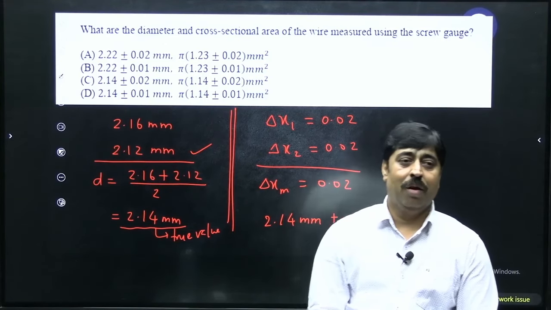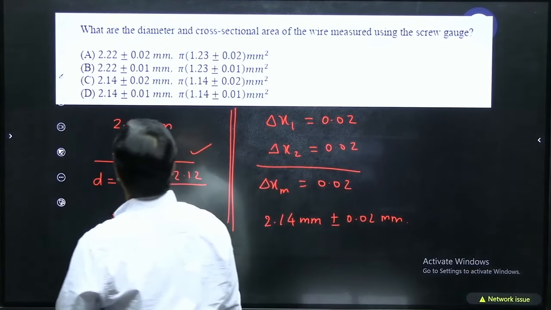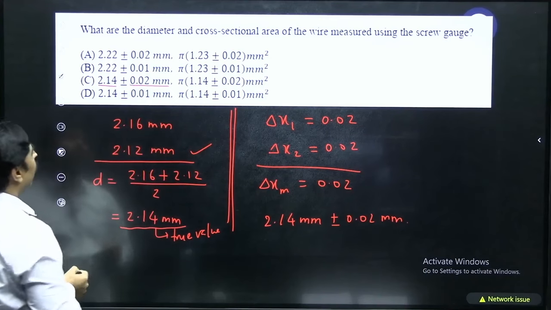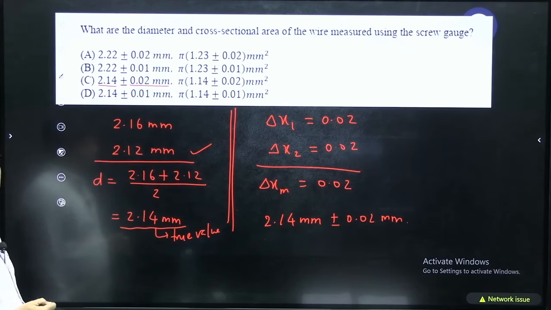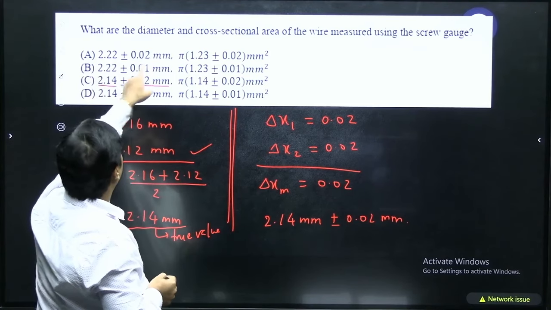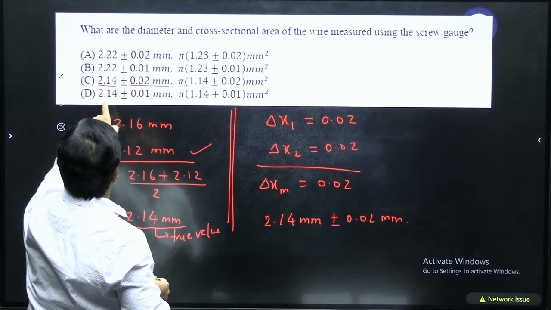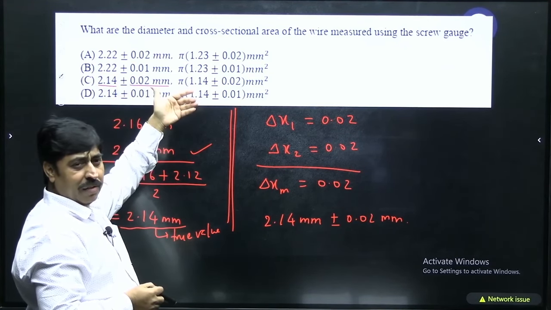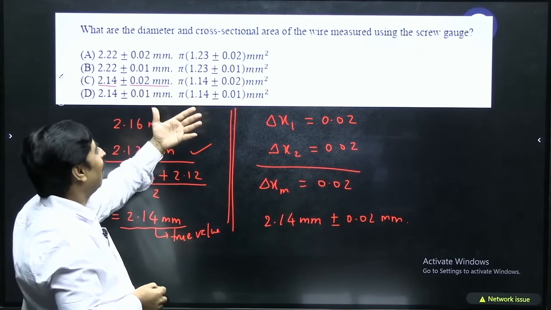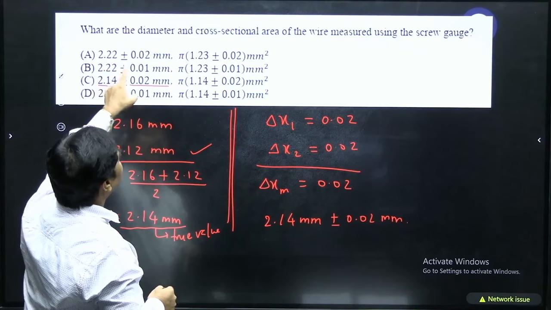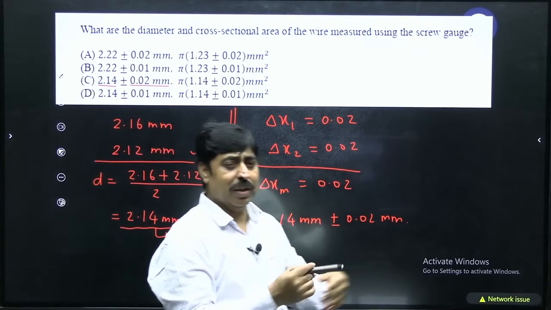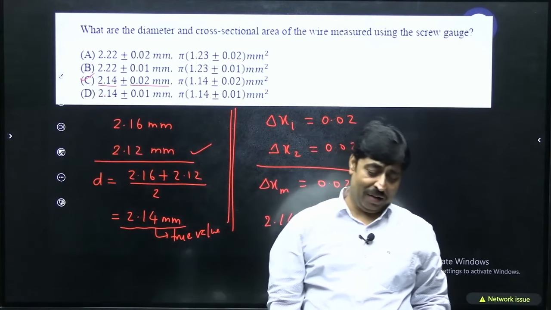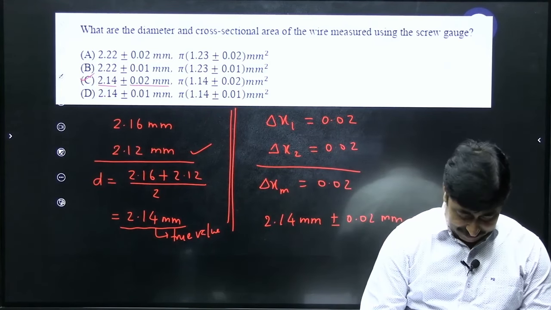I hope so. So, is there any answer like this? Yes, the diameter is 2.14 plus minus 0.02 mm, isn't it? In the list of diameters, I don't see any other option which has 2.14 plus minus 0.02. So, in this case, it is the correct value of diameter, and it is given only at one place. So, this is my correct answer.